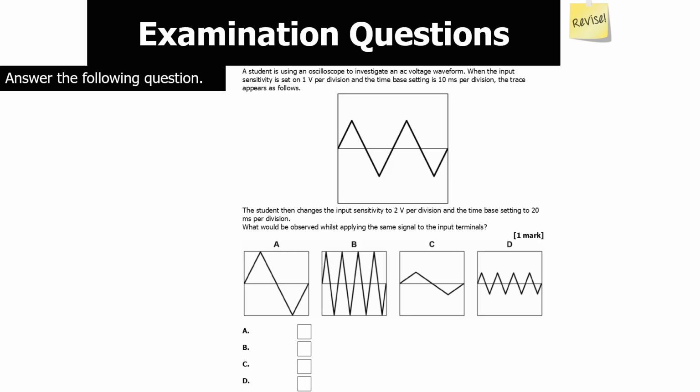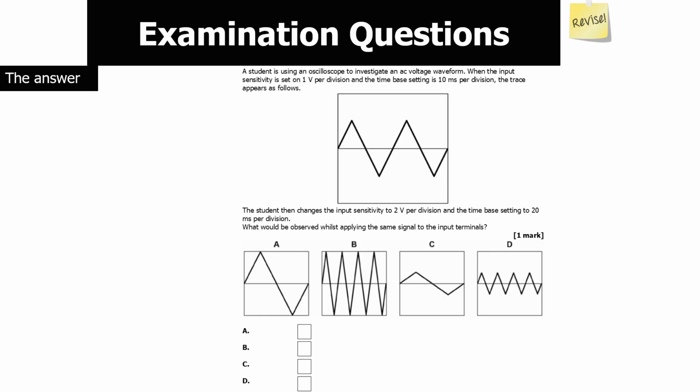The next question says, a student is using an oscilloscope to investigate an AC voltage waveform when the input voltage sensitivity on the scale is 1 volt per division and the time base setting is 10 milliseconds per division. The trace appears as follows. The student then changes the input sensitivity to 2 volts per division and the time base setting to 20 milliseconds per division. What will be observed whilst applying the same signal to the input terminals? So pause the video now, then unpause the video when you want to go through your answer.